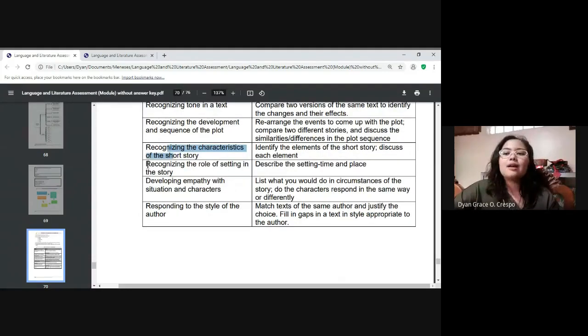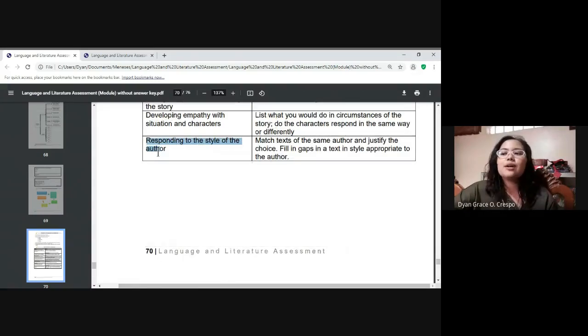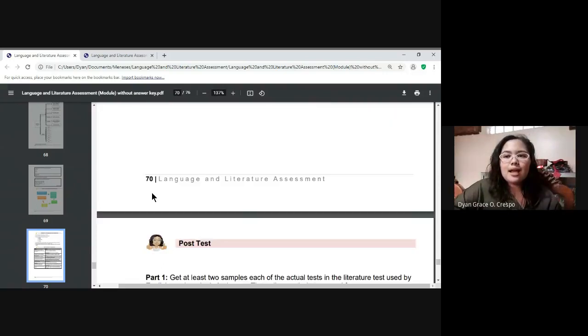Recognize the role of setting in the story. So, the setting, time, and place, kasi magkakadugtong din dalawang yun. And developing empathy with the situation of the characters. So, what will you do, sabi mo sa estudyante, what will you do if it happens to you? O, yun, kasama yun. And responding to the style of the author. So, you could check the different texts of the same author to justify his choice, bakit kaya ganun yung ginawa. You will ask the students to do so. And different skills and tasks in a literature test.